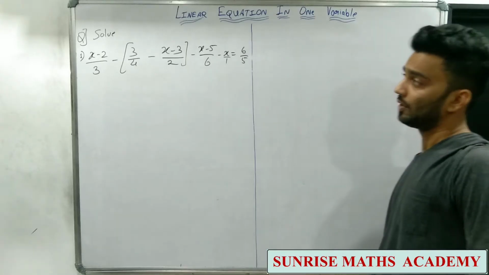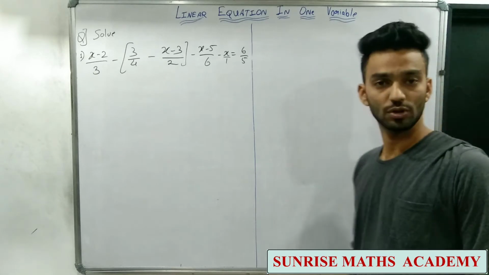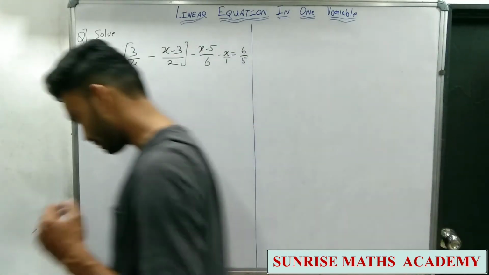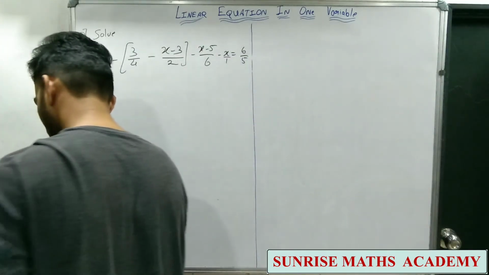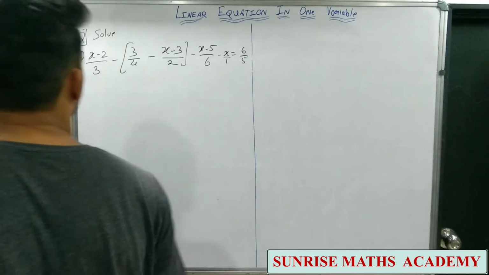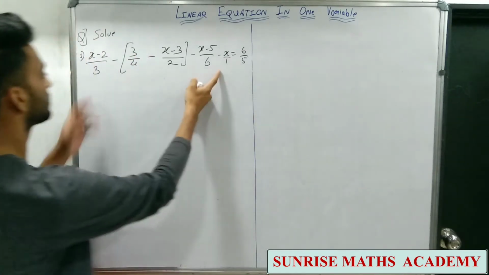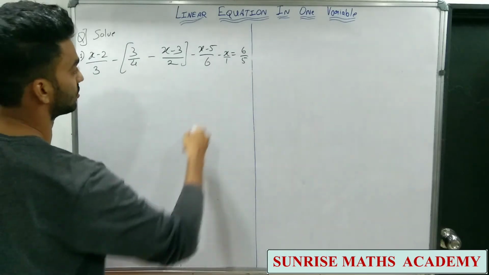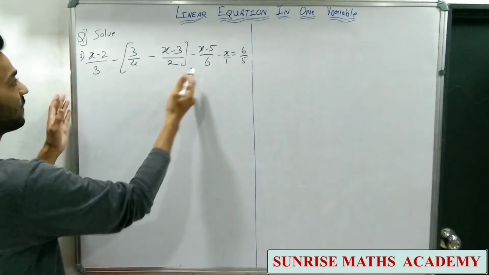Hello students, today we will be continuing with the linear equation questions here. So we have a question here. This is the equal to sign, this is the LHS, this is the RHS. So first let's simplify this part.